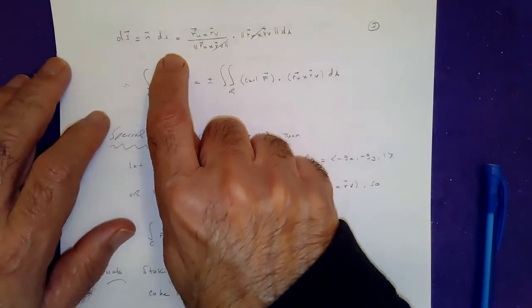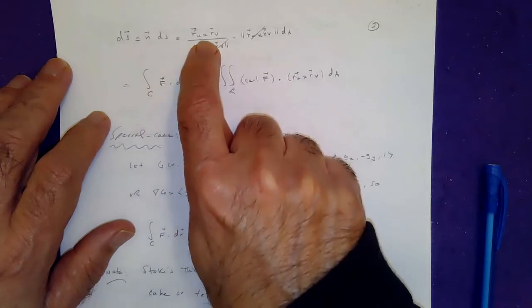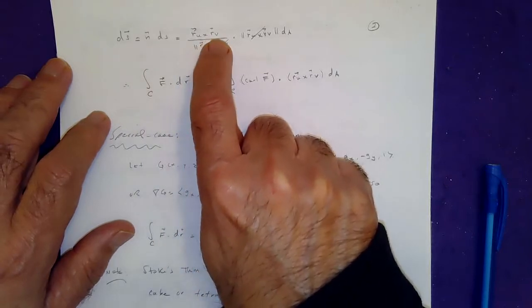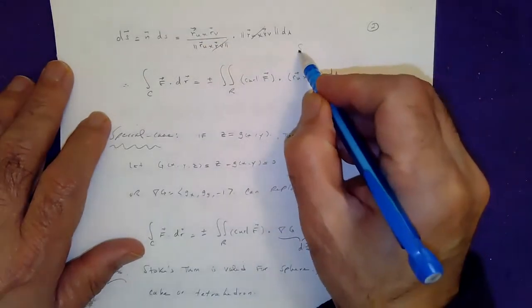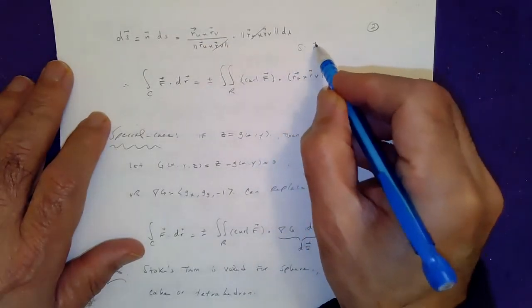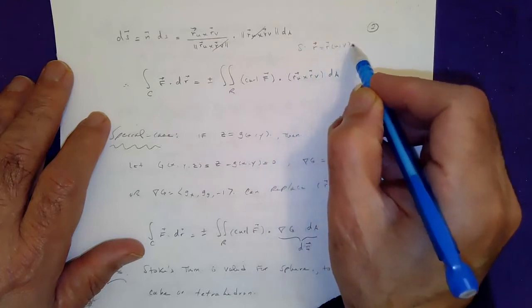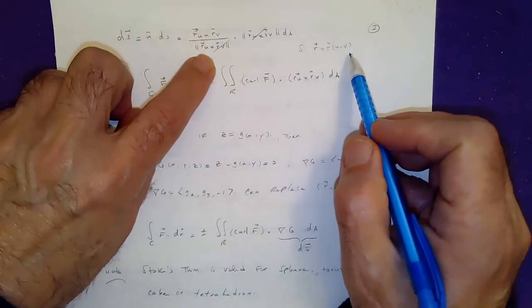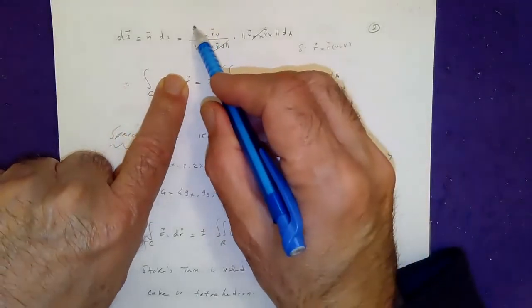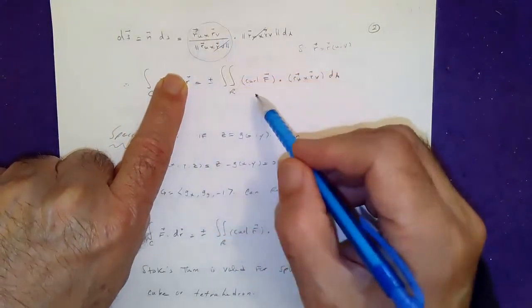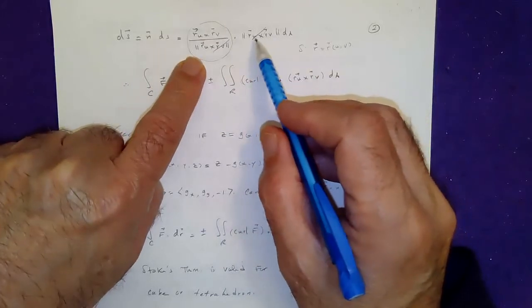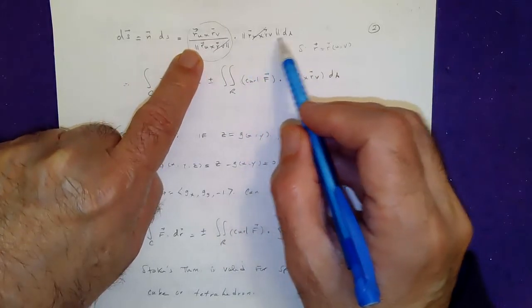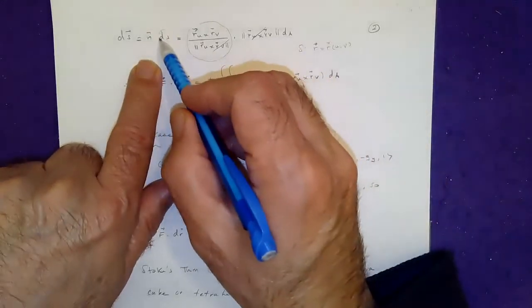So the dS vector is the same as n times dS, but n is the same as the cross product of these two vectors, provided the surface has been parameterized in terms of the parameters u and v. So you take the partial of r with respect to u, the partial of r with respect to v, and divide by the magnitude. So this gives you the unit normal vector. But dS is also the magnitude of the cross product of r_u and r_v, dA. That's the definition of dS.